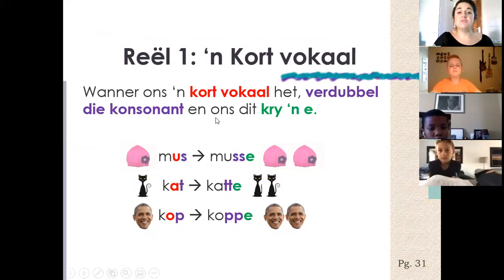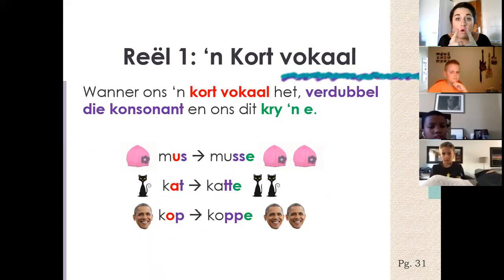It says, wanneer ons 'n kort vokaal het, so when we have a short vowel, verdubbel die konsonant, we double the consonants, en dit kry 'n e, we add 'n e. Okay, so look at the screen. Wanneer ons 'n kort vokaal het, when we have a short vowel sound, verdubbel die konsonante, now we have 2 consonants, en dit kry 'n e, it gets an e. So look at the screen.